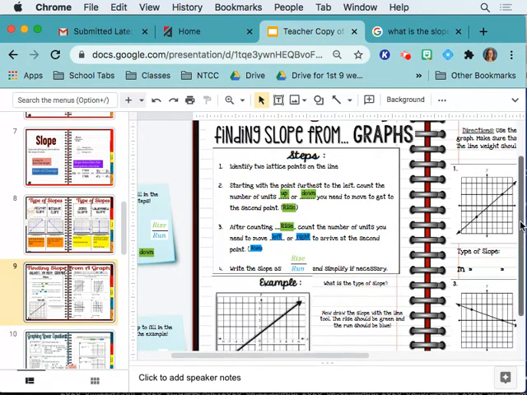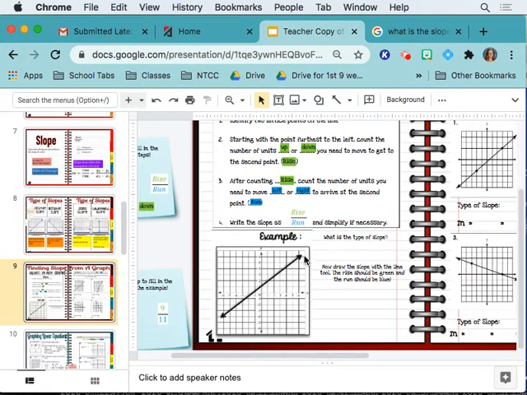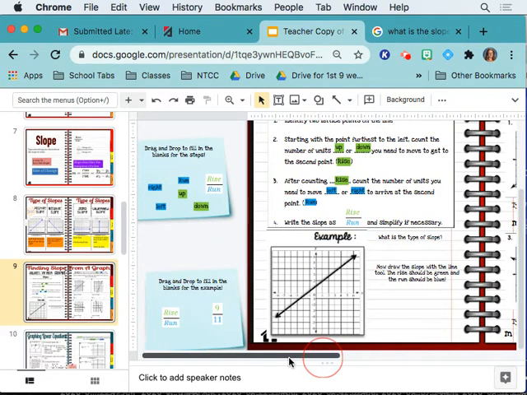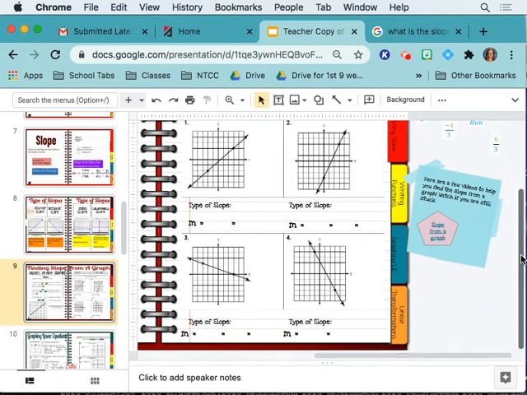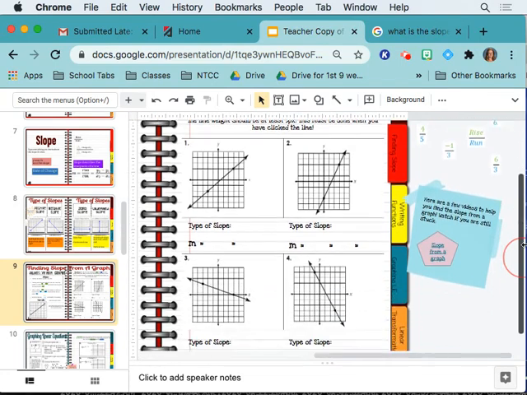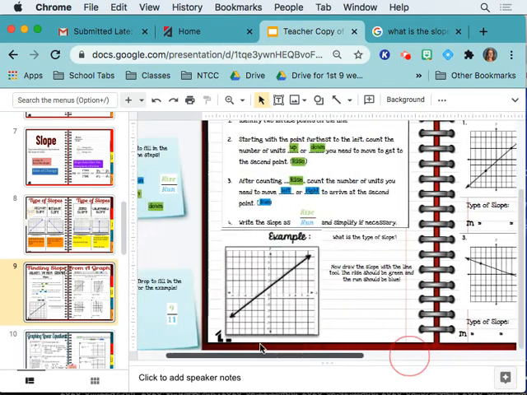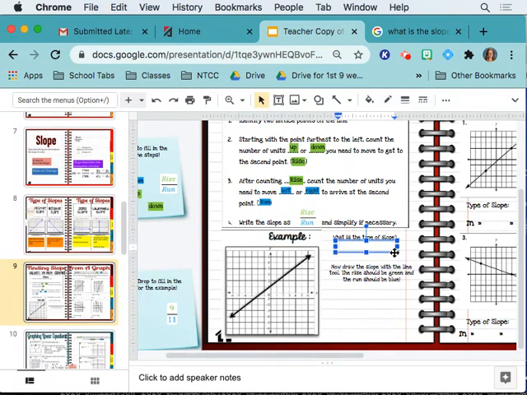Okay. Let's look at our first example. What is the type of slope? Positive. I don't think we have anything like that, do we? No. That's for 1 through 4. So it's going to be positive because it's increasing. So let's just write a text box. Positive.